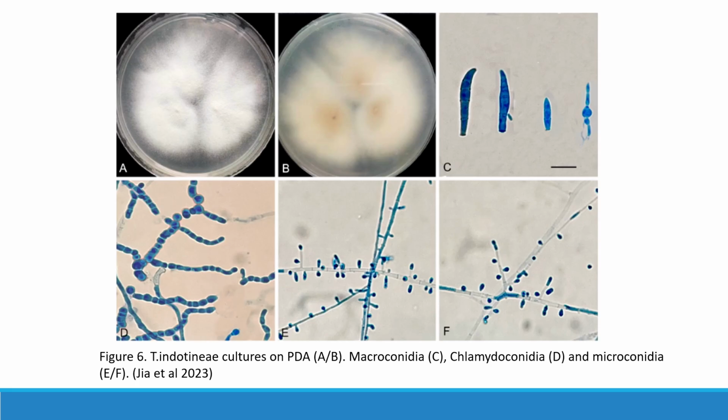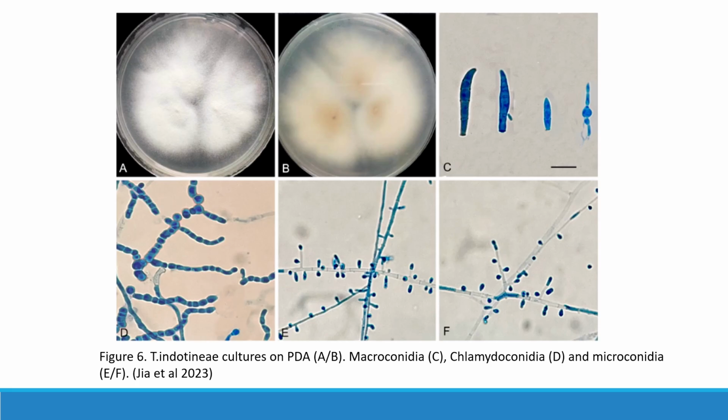Microscopically, they still have those cigar-shaped macroconidia, however they can be slightly more pointed than the ones you see in Trichophyton mentagrophytes, and they still produce those clavate-shaped microconidia and some little round microconidia.